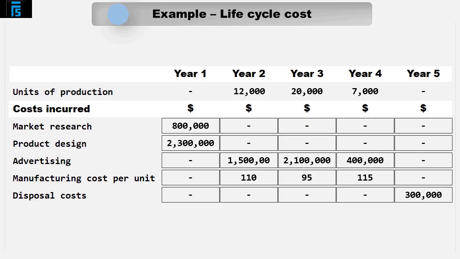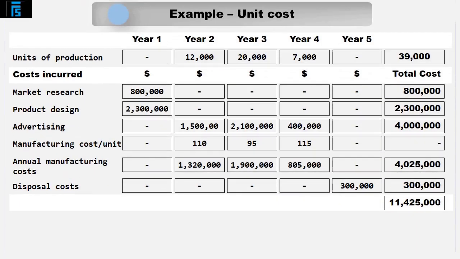The life cycle cost per unit is calculated by considering all costs incurred over the product's 5-year life cycle. Hence, we divide the total product costs by the total number of units in order to derive a unit cost. So, we add year 1 pre-production costs of market research and product design to the advertising and manufacturing costs incurred in years 2, 3 and 4.